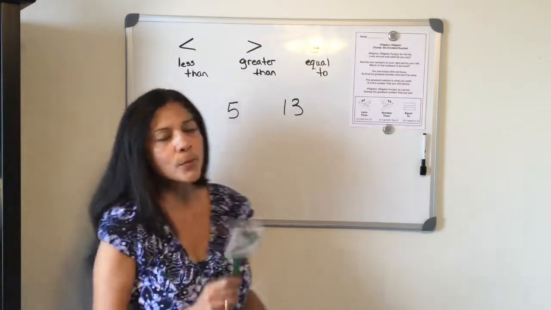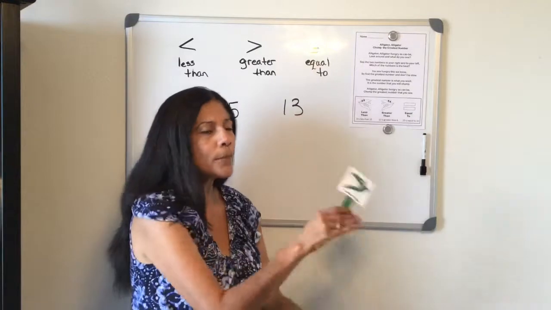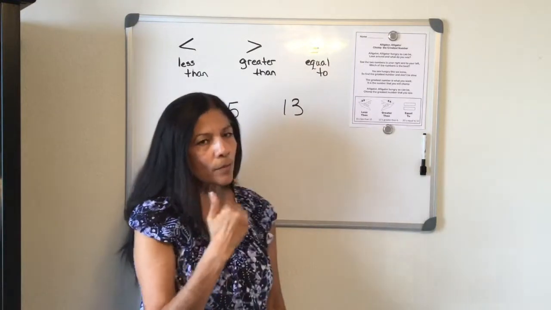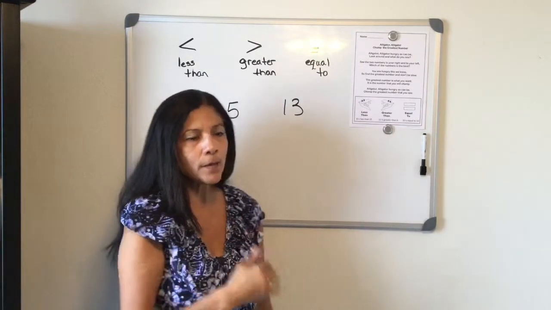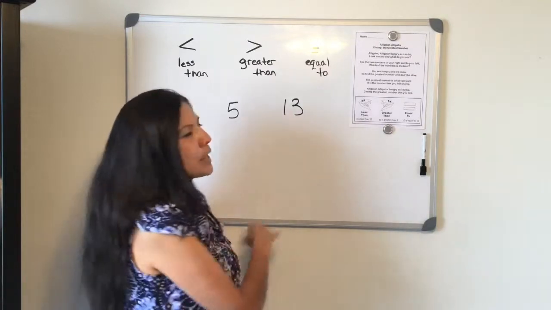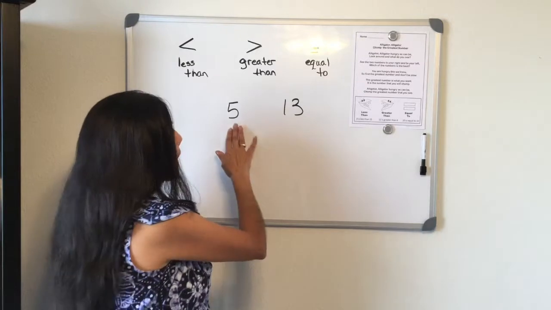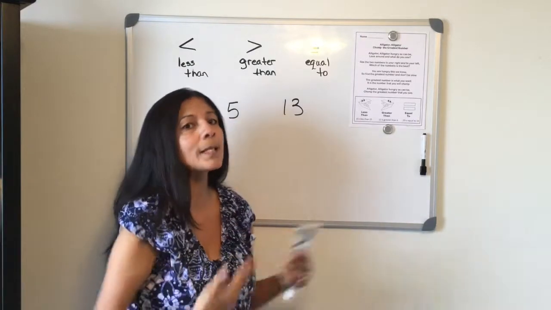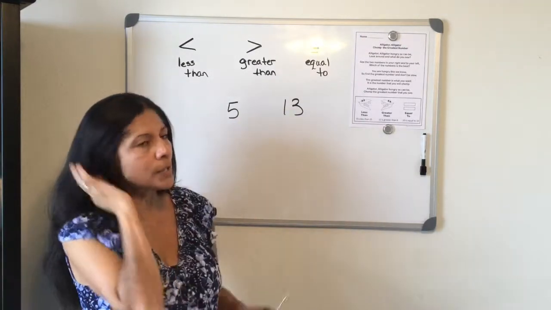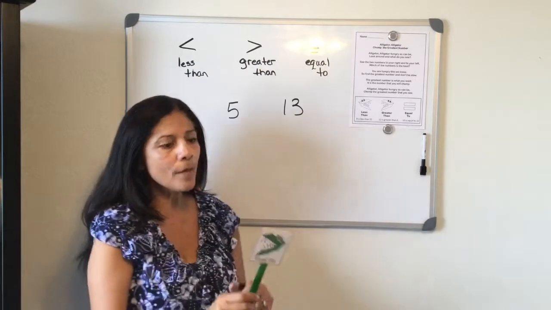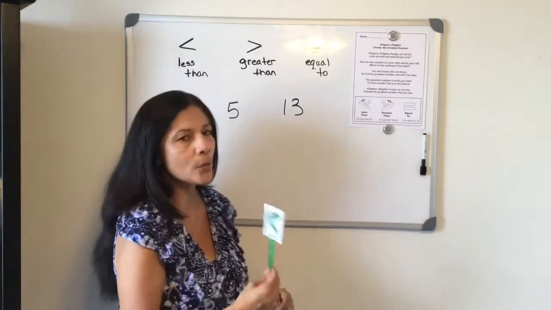Alligator, and remember the rule with Mr. Alligator is he chomps the greatest number. So we know in our mind, thinking about the number line, out of 5 and 13, we know that 13 is the greatest number. And we know that 5 is the lower number, so it's less than 13. But I might not remember all that. What I do want to do, though, is use the correct symbol.